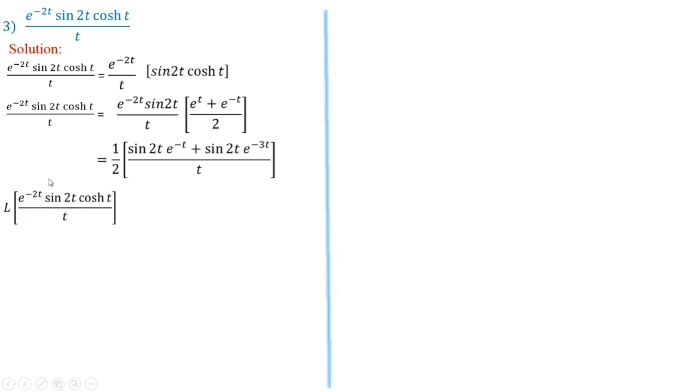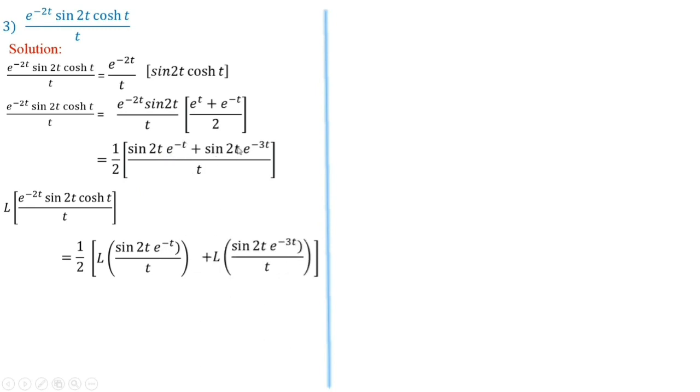Therefore, Laplace of e raised to minus 2t into sine 2t cos hyperbolic t upon t is equal to 1 by 2 into here Laplace of sine 2t into e to the power minus t upon t plus Laplace of sine 2t into e raised to minus 3t upon t. Suppose this is equation number 1.